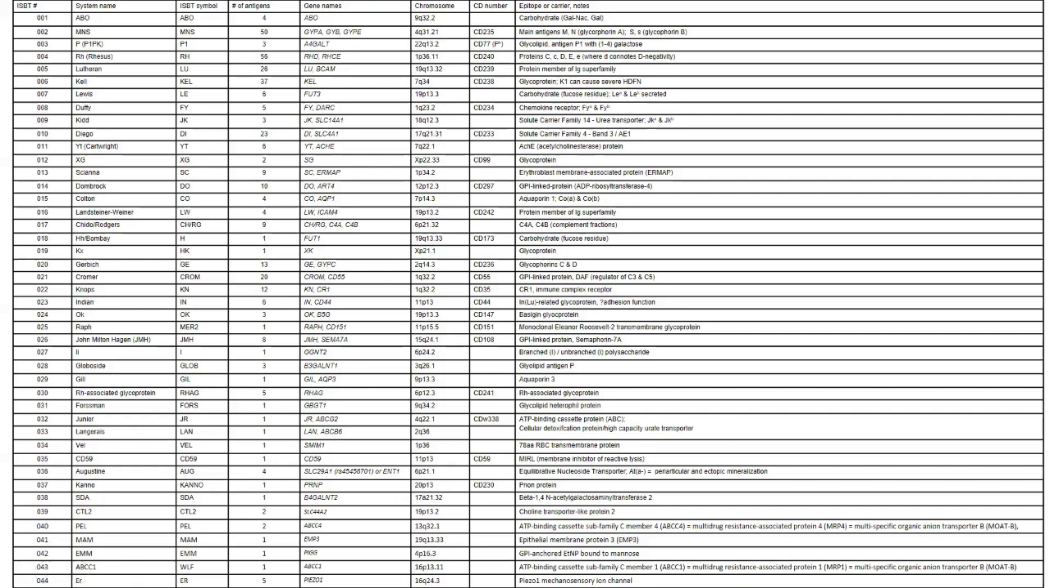The ISBT catalogs in a systematic way each of these serially discovered blood group antigen systems with an ISBT number, a system name, a symbol, a listing of the known number of antigens within each of these systems, a corresponding gene name, and of course its chromosome location.